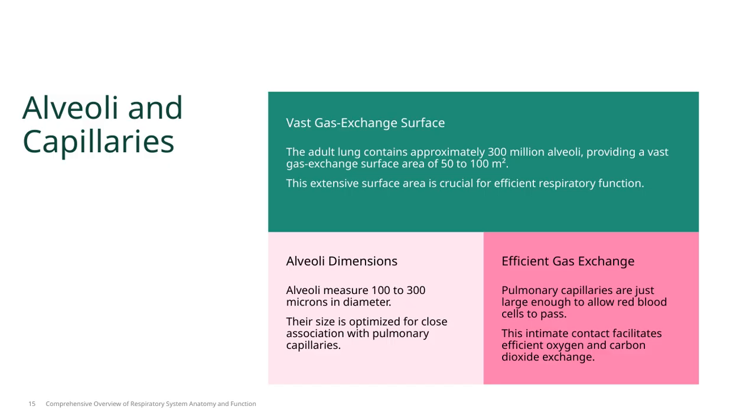So, in essence, the combination of millions of tiny alveoli and the finely tuned capillaries creates a highly efficient system for gas exchange, which is at the core of our respiratory function. This intricate anatomy underscores just how well designed this system is to meet our body's oxygen demands.